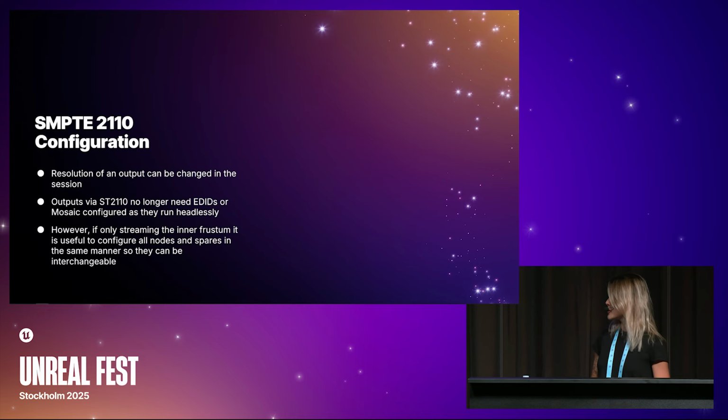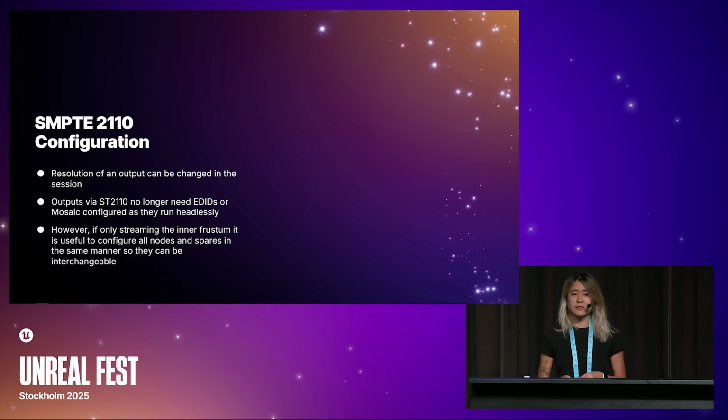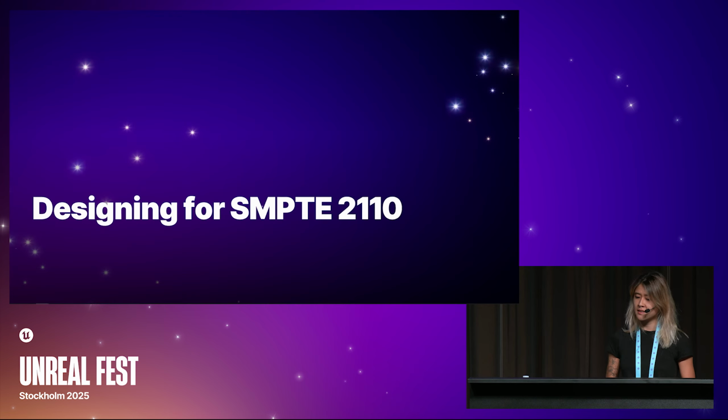One thing that is useful is that if you configure all your nodes in exactly the same way, so you get 2 GPUs per node, then all of your nodes are interchangeable. You can swap an inner node with an outer frustum node. You can have spares that could stand in for any of the nodes in the system. So that's one thing to note for flexibility.